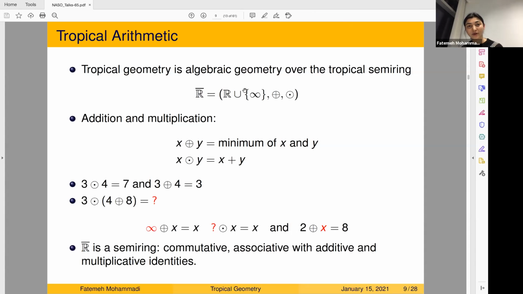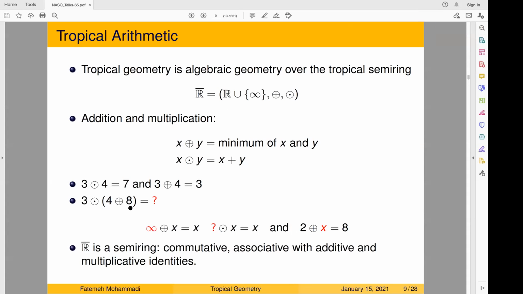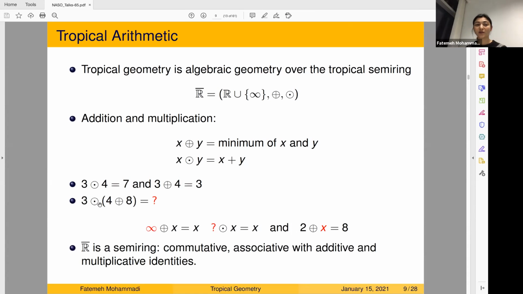Yes, perfect. So it seems like 7 is the answer. You take the tropical sum of 4 and 8, and what you get is the minimum, which is 4. And then you take the tropical multiplication with 3, that would be the usual sum, and you get 3 plus 4, which is 7. Okay, perfect.